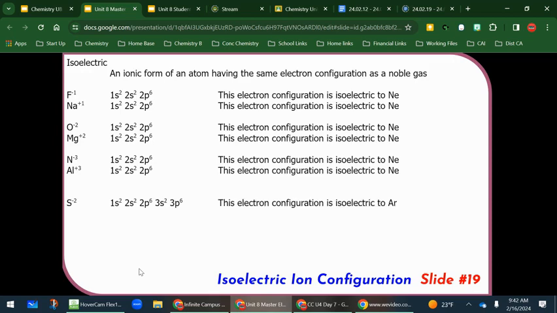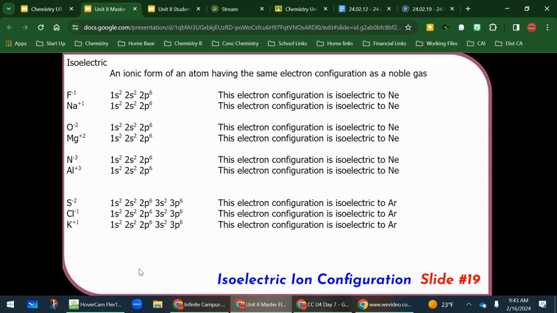Okay? So, again, sulfur would be isoelectronic to argon. Why? Because argon is the noble gas at the end of the same row sulfur is in. Chlorine, isoelectronic to argon. Potassium, isoelectronic to argon. Calcium, isoelectronic to argon. We're not going to say gallium, though. Gallium doesn't fit that. Okay? Questions? Okay.